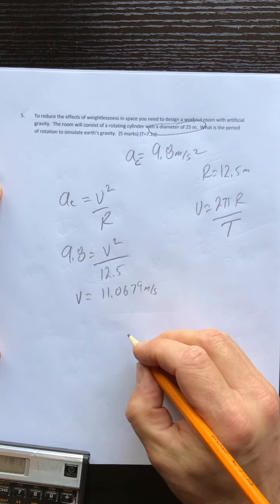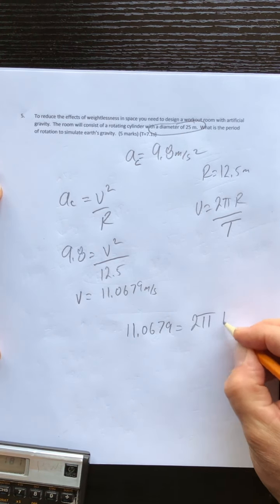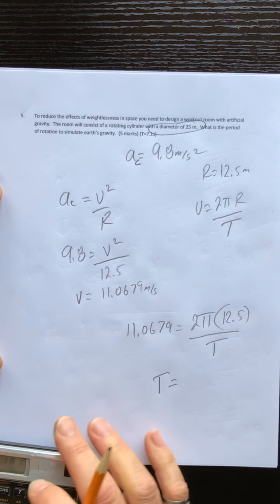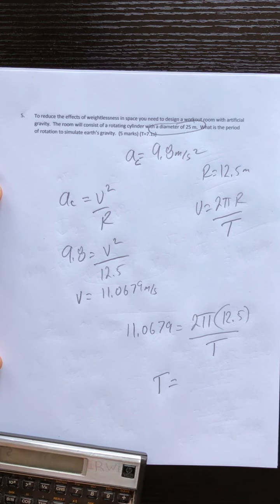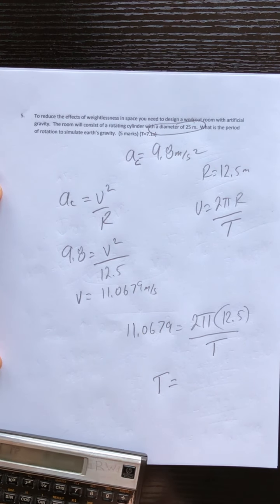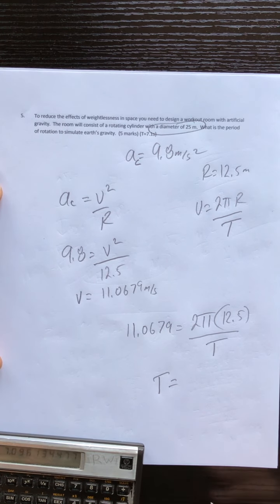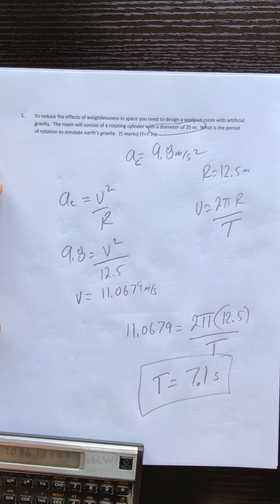So I can plug that in there. So V, 11.0679 equals 2 pi 12.5 over T. Rearrange that for T, so I need to bring the T over and bring that down. So I got to go 2 times pi times 12.5, and I got to divide by 11.0679, and I get 7.1 seconds. So if it goes around every 7.1 seconds, it'll feel just like gravity. Okay, one more question.